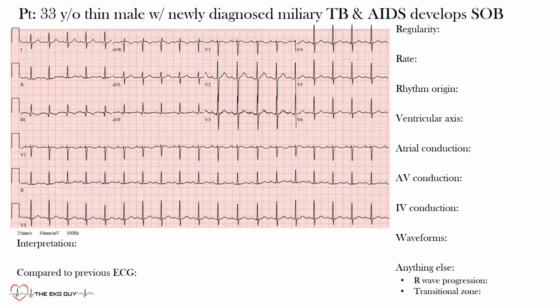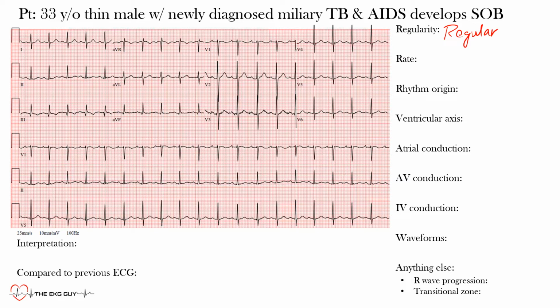Alright, so our 33-year-old thin male with newly diagnosed miliary TB and AIDS develops shortness of breath, and this EKG comes about. So let's go through it. First, let's look at the regularity of the rhythm. On first impression of the EKG, you probably noticed that this rhythm appears to be quite regular, and that is correct. This is a regular rhythm. So in terms of the regularity, we have a regular rhythm.